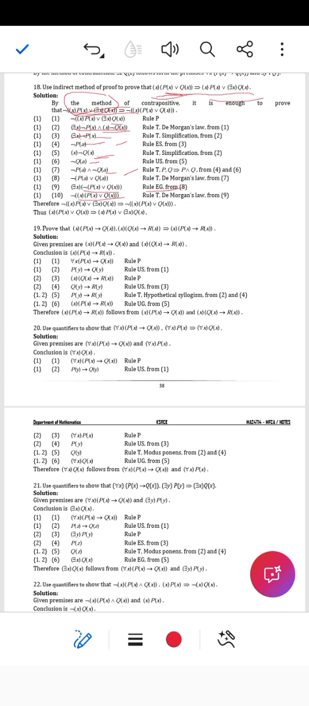So finally, this conclusion comes from the premise negation of for all x, P of x or there exists x, Q of x. So it is the final conclusion.